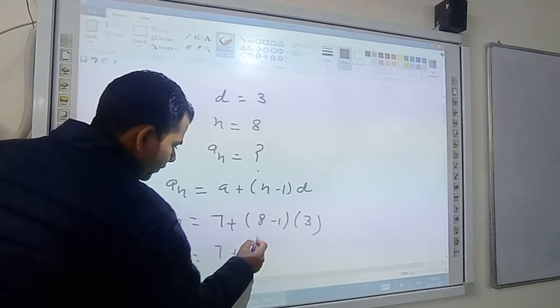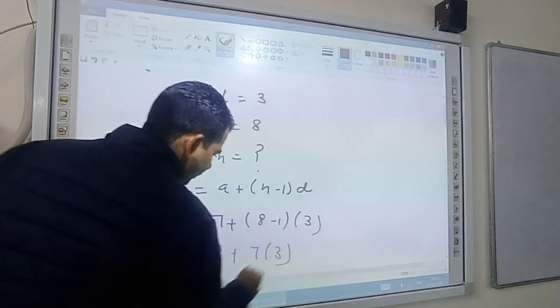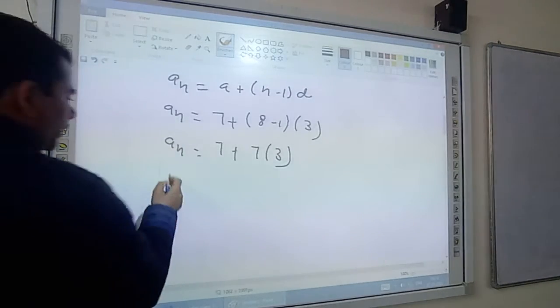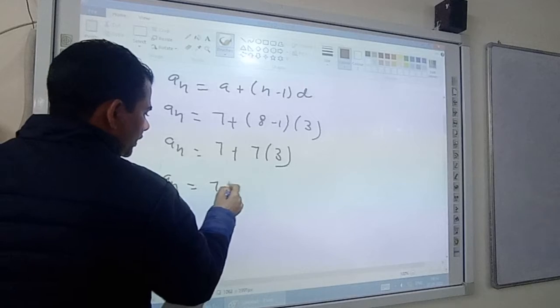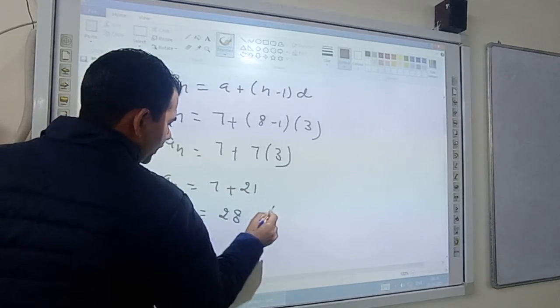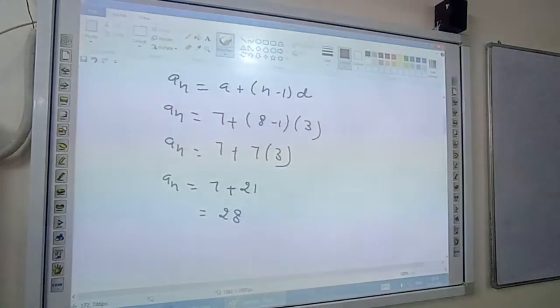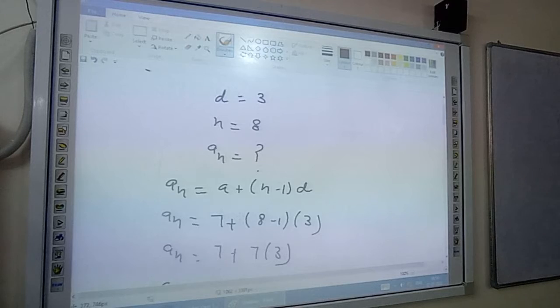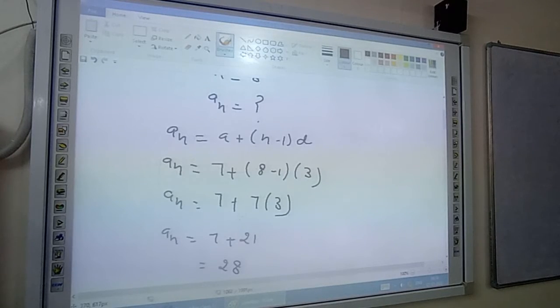Here 7 into 3. An is equal to 7 plus 7 threes are 21, 7 plus 21, that is 28. The value of An is 28. Please note it down. Do it fast.